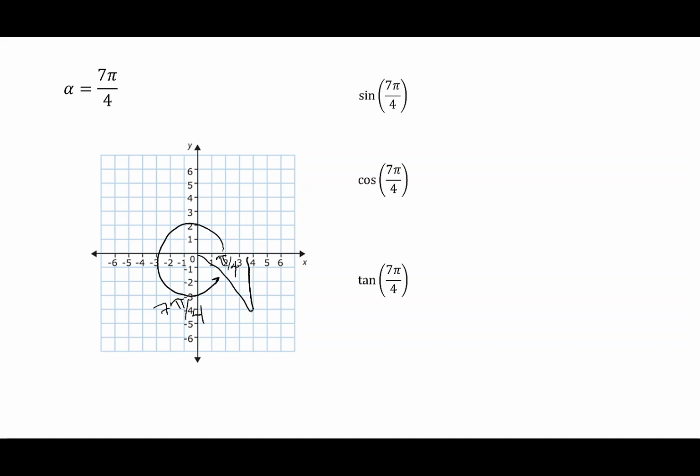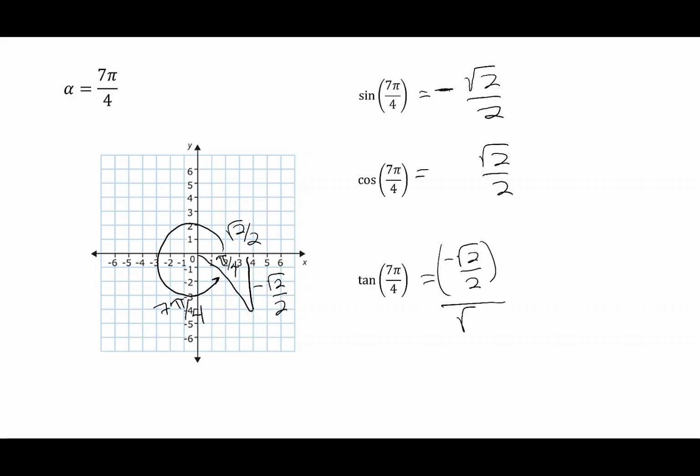Pi over 4 is our 45, 45, 90 triangle. In this special triangle, sine and cosine are equal, and they're the square root of 2 over 2. So I'll write the square root of 2 over 2, and we'll write the square root of 2 over 2. What we have to watch for, though, is the quadrant that we're in. This time we're in quadrant 4. In quadrant 4, sine is going to be negative, so this is negative square root of 2 over 2. Let's put that in our answer. Cosine is positive square root of 2 over 2. Tangent is the ratio of sine to cosine, so negative square root of 2 over 2 divided by positive square root of 2 over 2 gives us negative 1.